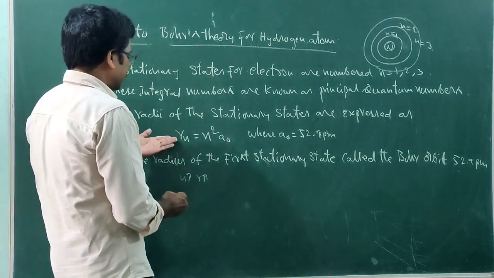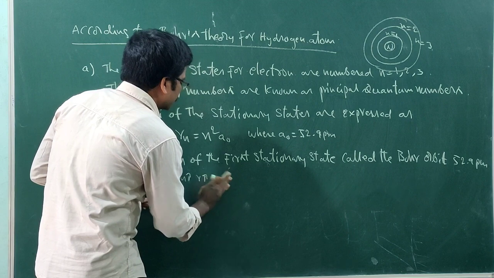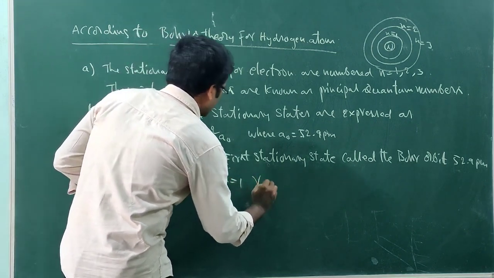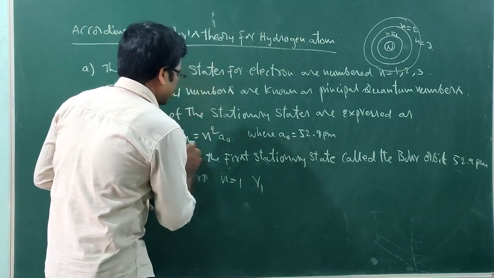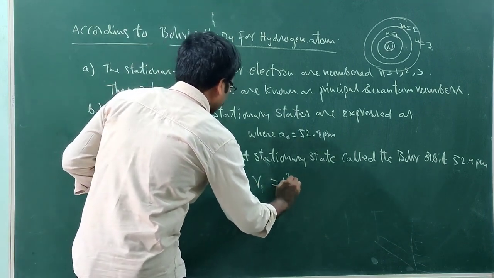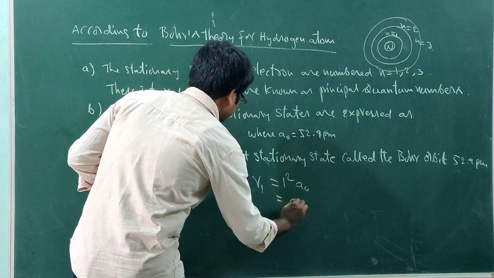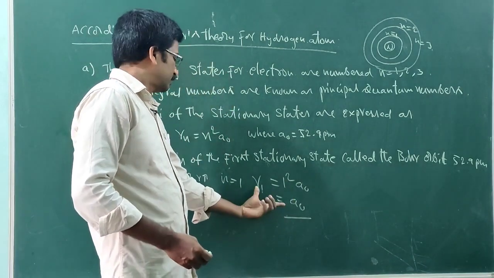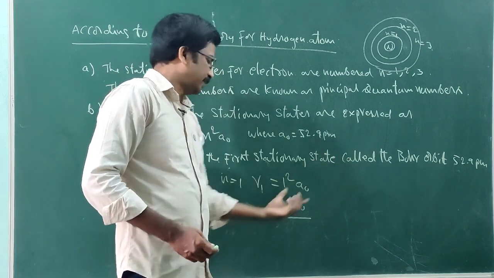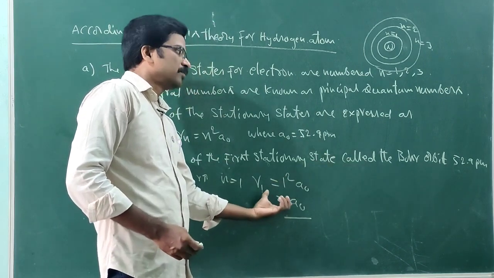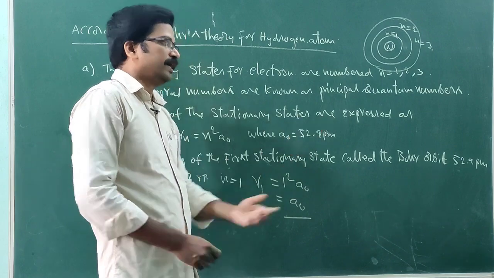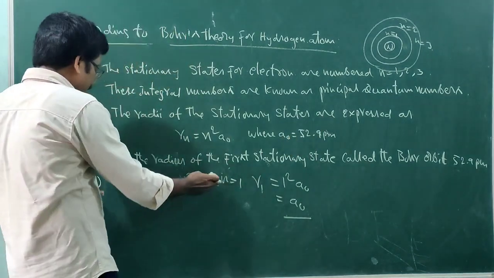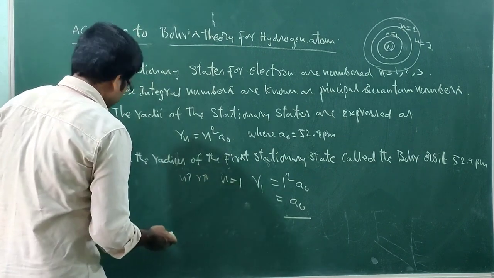Thus, the radius of the first stationary state is called Bohr orbit. First stationary state means n is equal to 1. Then Rn is equal to 1 square into a naught. This value is known as Bohr orbit, 52.9 pm.